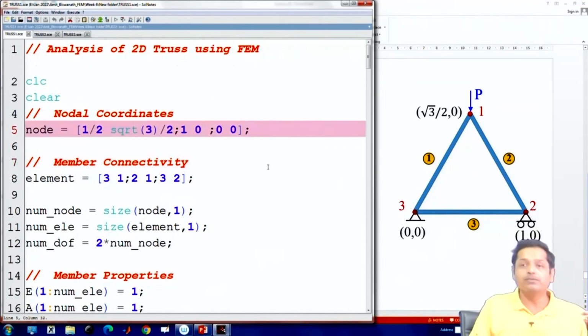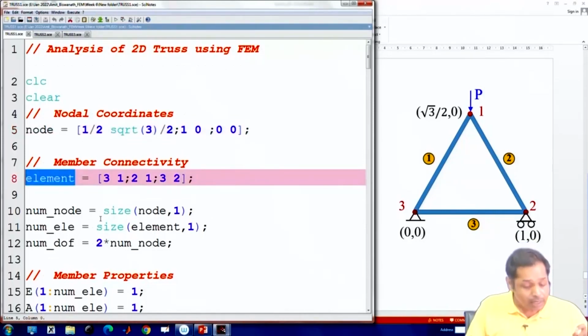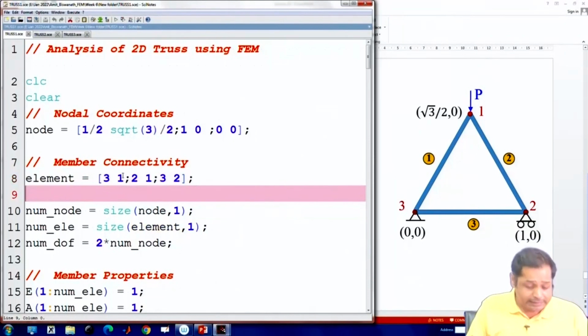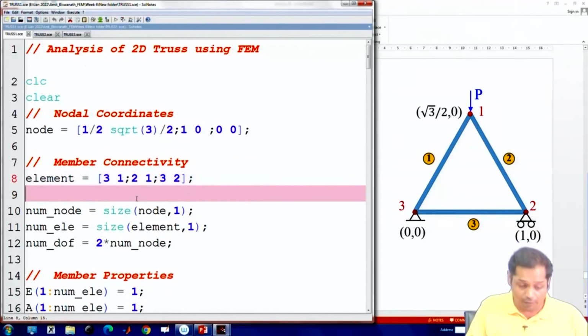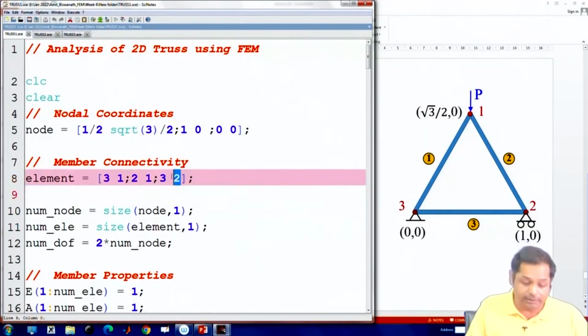Now once we know the coordinates of all the nodes, next is how the elements are connected between nodes. That information we need to give. The element connectivity needs to be given. The element is another array defined, where the first row gives you the connectivity of the first element, the second row gives you the connectivity of the second element, and similarly the third row gives you the connectivity of the third element.